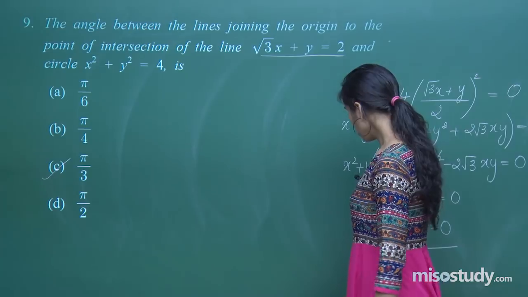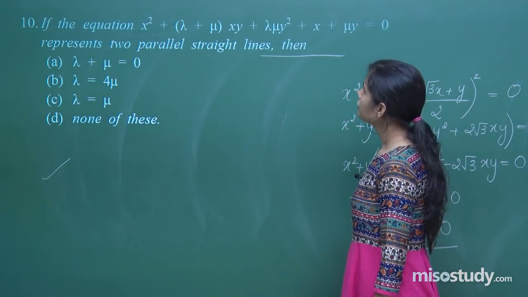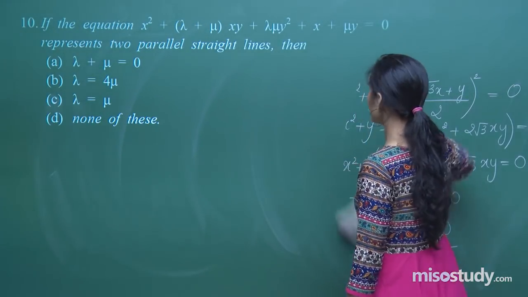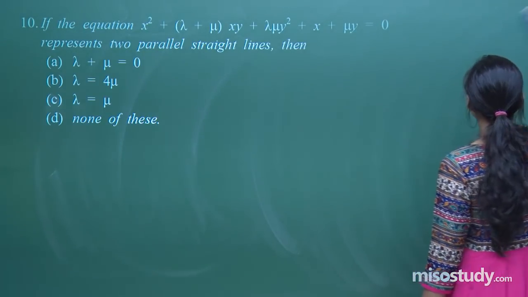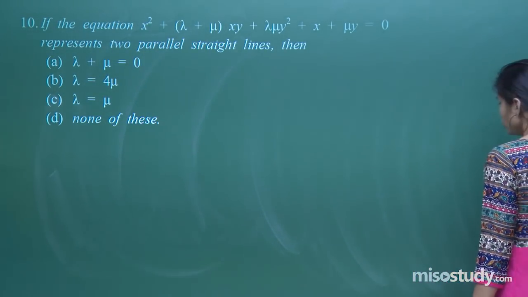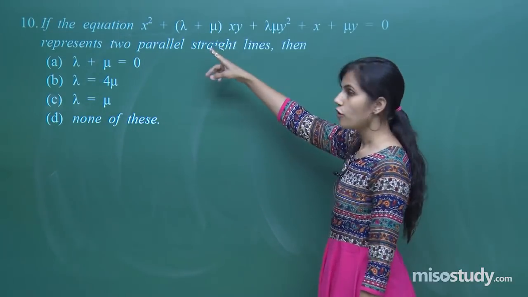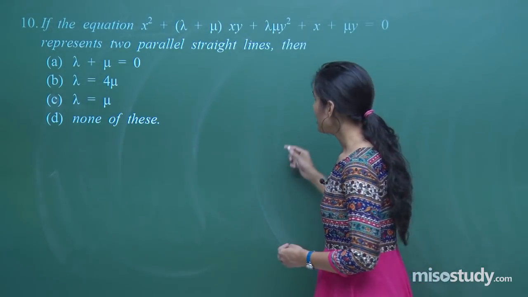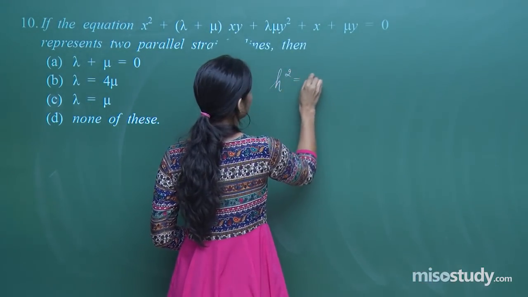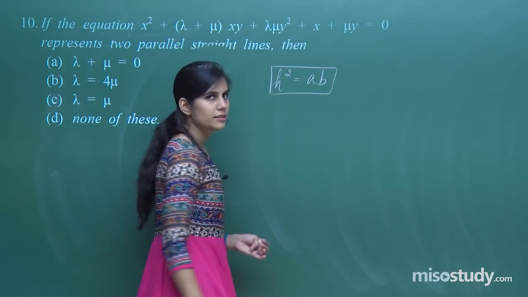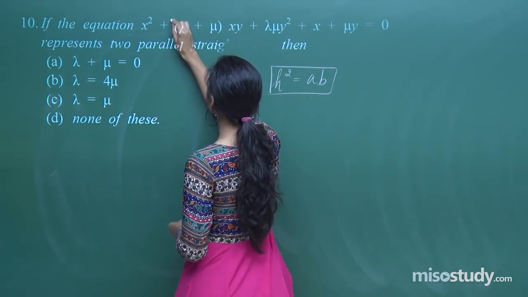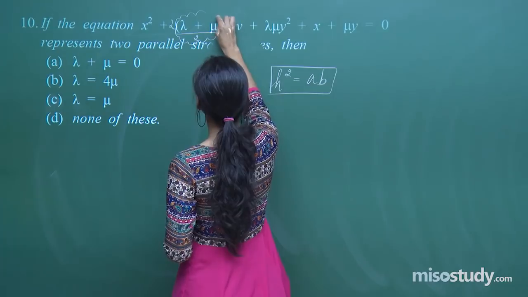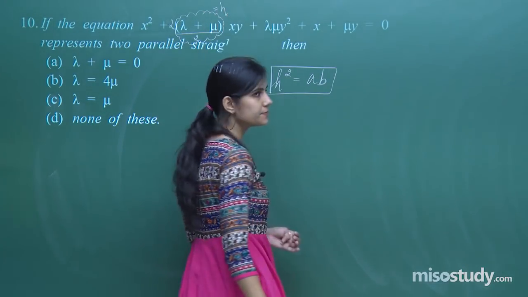Clear? Moving on to the next question, we have: if this equation represents two parallel straight lines, then justify the relationship between mu and lambda. You should know that this is the general combined equation of two straight lines which are not passing through origin, basically a general one. So you have that h square should be equal to ab if the two lines are parallel. Now here if you can see 2hxy, if you divide by 2, it is this term which comes out to be equal to h.